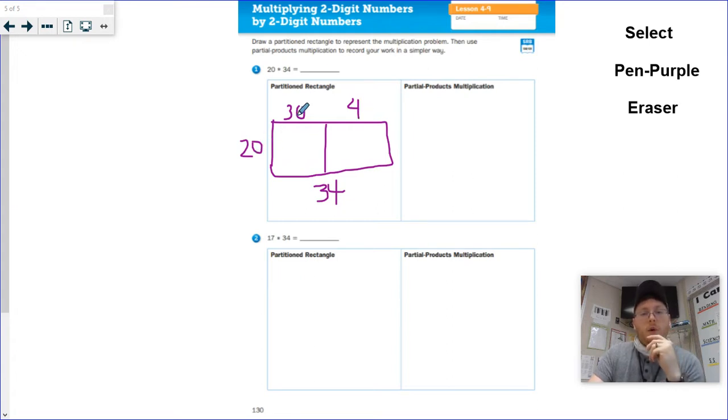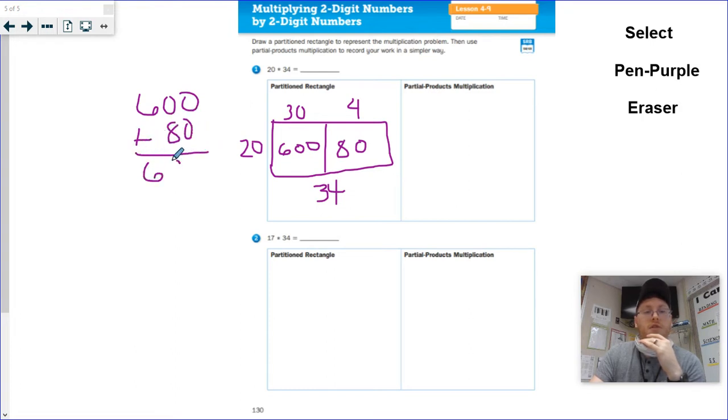Now I have 20 times 30. Well, 2 times 3 is 6. Add my 2 zeros, that's 600. 20 times 4: 2 times 4 is 8, add your 0, that's 80. Now I'm going to take my 2 partial products: 600 plus 80 equals 680. There's your answer. That one is very simple because of this factor right here.